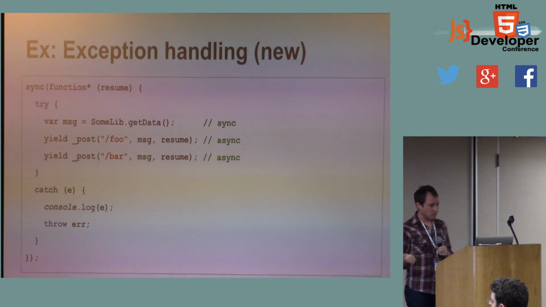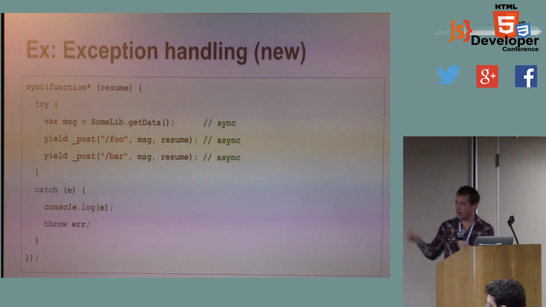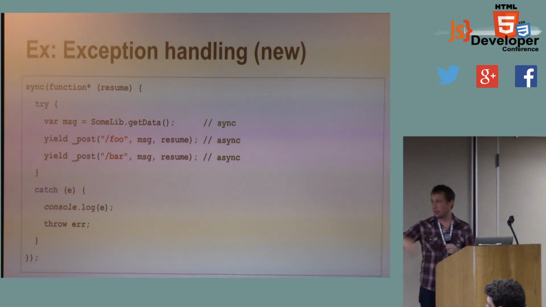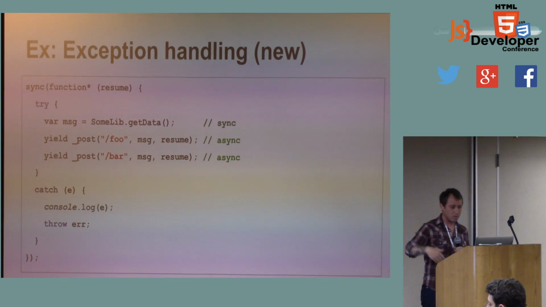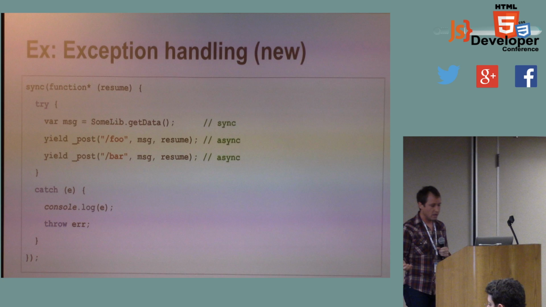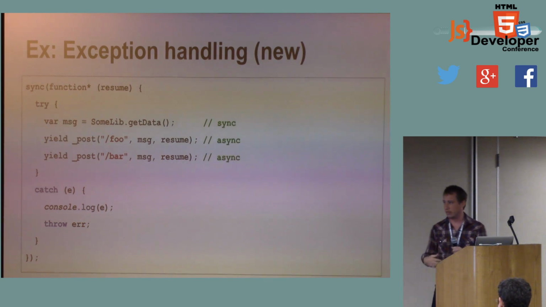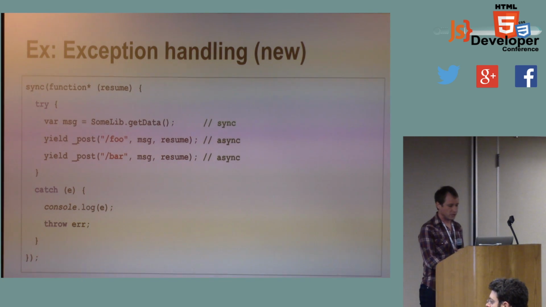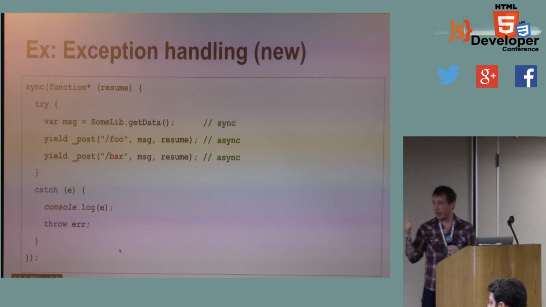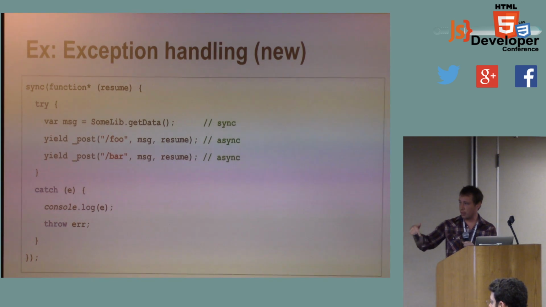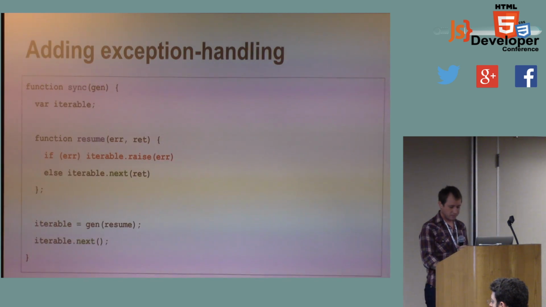Now, in this example, we're using TryCatch to catch not only errors that are raised due to something being thrown in a synchronous operation, but we can also use this stuff to catch errors that are the result of an asynchronous operation. So yield post foo, yield post bar, those are both asynchronous operations whose callback is this resume function that the Cinq library has implemented.